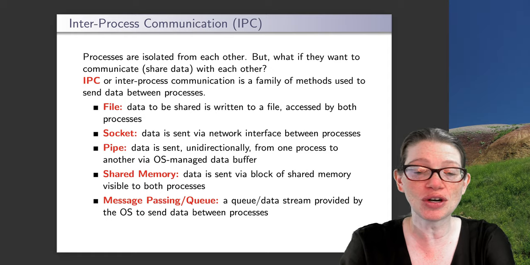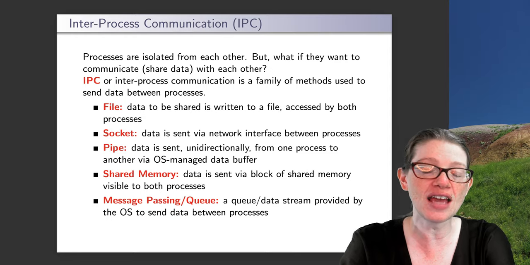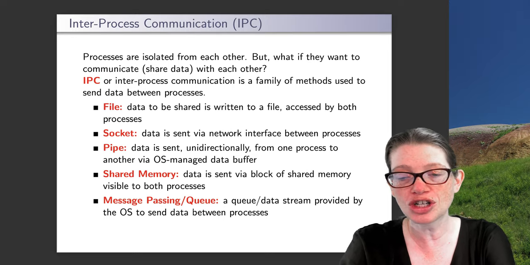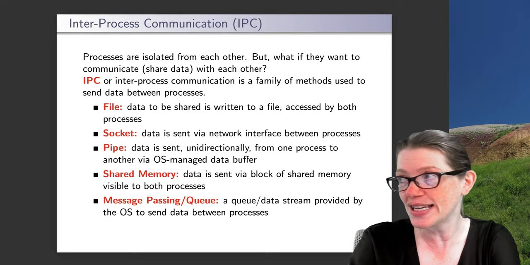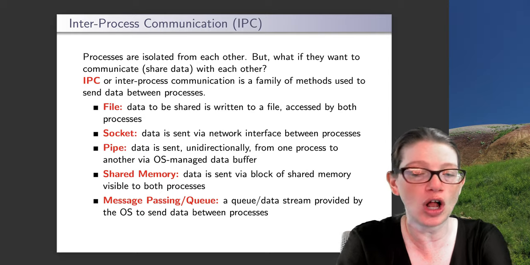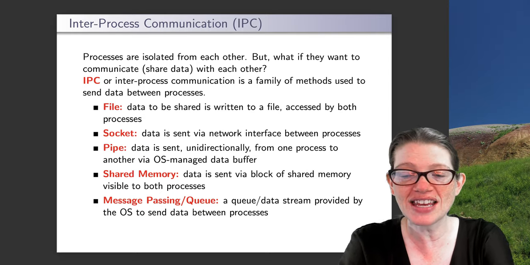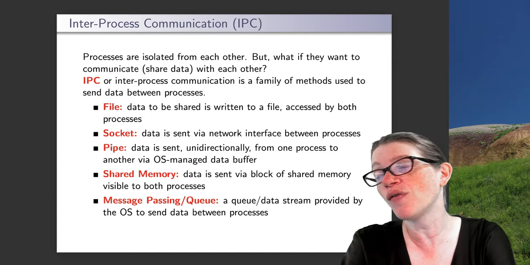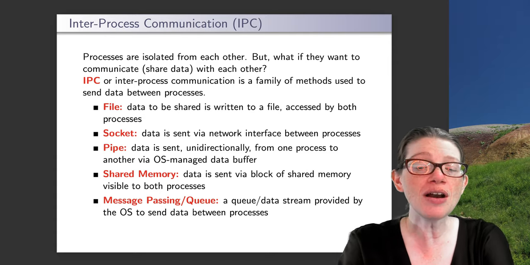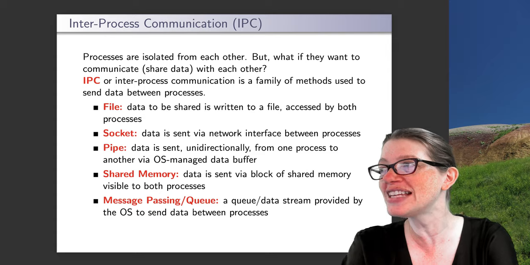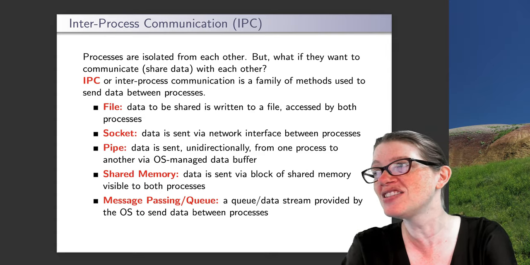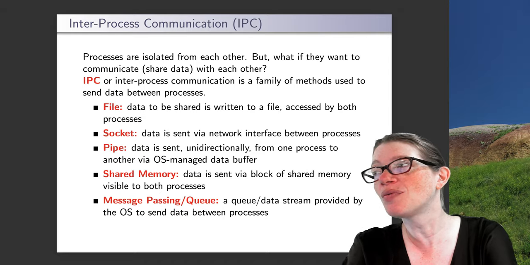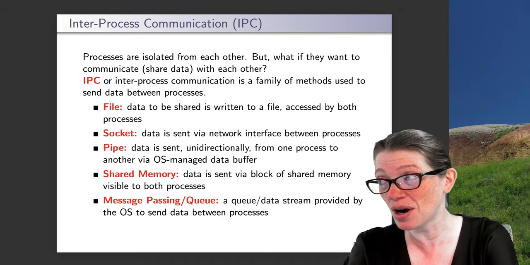Another thing that you can do is the operating system often provides things like pipes or shared memory or a message passing queue. And these are all implemented by the kernel. So pipes and message passing, it's like a queue or data stream that the operating system is managing to let data go from one process to another. Shared memory is kind of an interesting one. It's like a part of your address space is also usable by the other process, and you can both read and write to it, but you end up with synchronization problems.